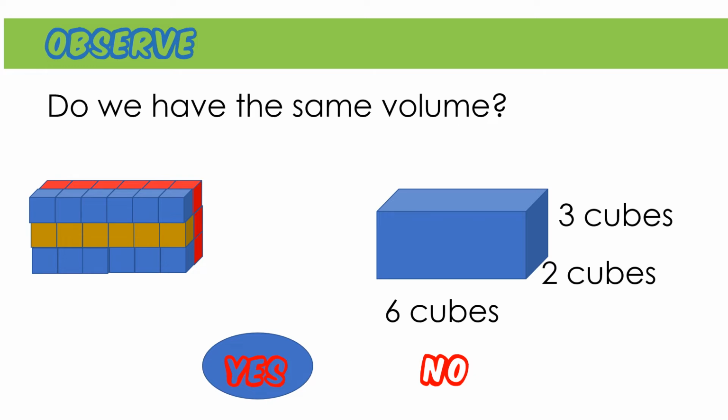Okay, so let's count. 1, 2, 3, 4, 5, 6, 7, 8, 9, 10, 11, 12, 13, 14, 15, 16, 17, 18, and another 18 at the back. That gives us 36 cubes. Okay, so 6, dalawa, tatlo. So the answer is yes.